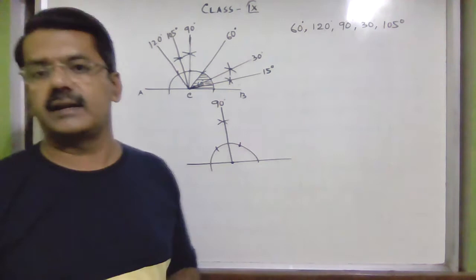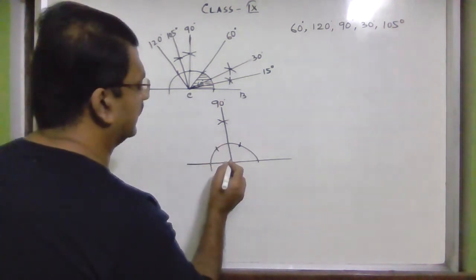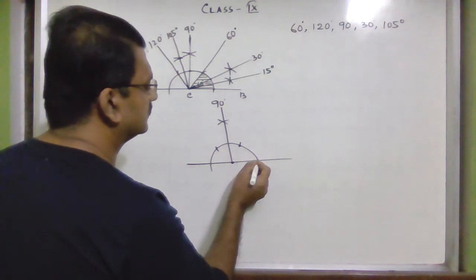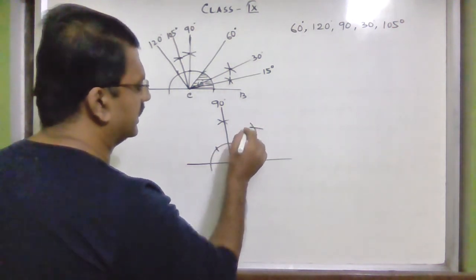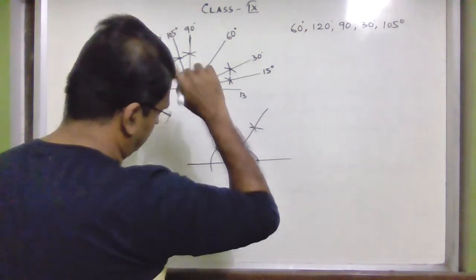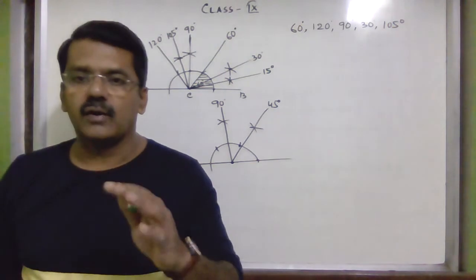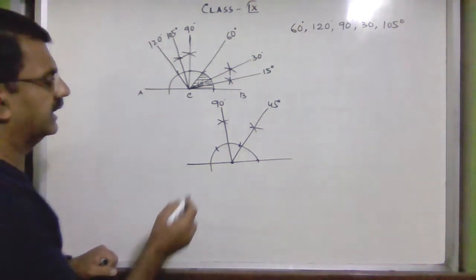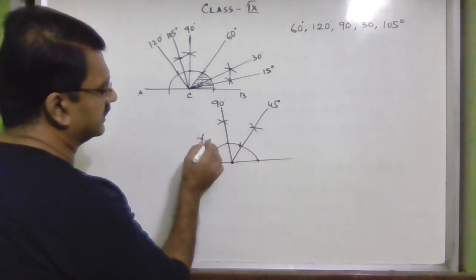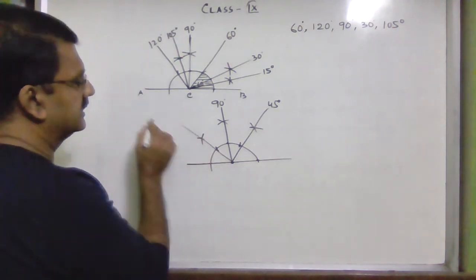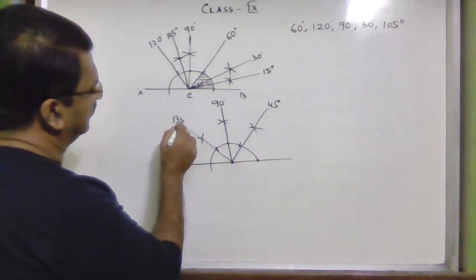Now you bisect angle 90 and you will get 45. So here when we bisect angle 90, taking this point as the center, you draw an arc, at this point as the center you draw another arc and join. So this is angle 45. When we bisect angle 90, we get 45. And here taking this point as the center, you draw an arc, taking this point as the center, you draw an arc, and this is another bisector. So 90 plus 45, 135 degrees.